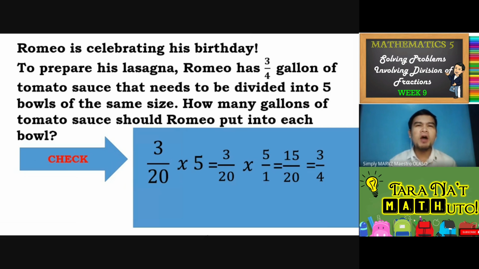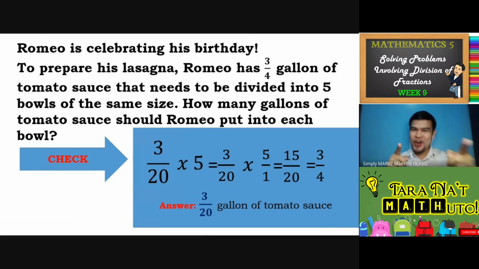3/4 is the gallon of tomato sauce that needs to be divided into 5 bowls. Meaning, our answer 3/20ths is correct. Did you get it? Congratulations!